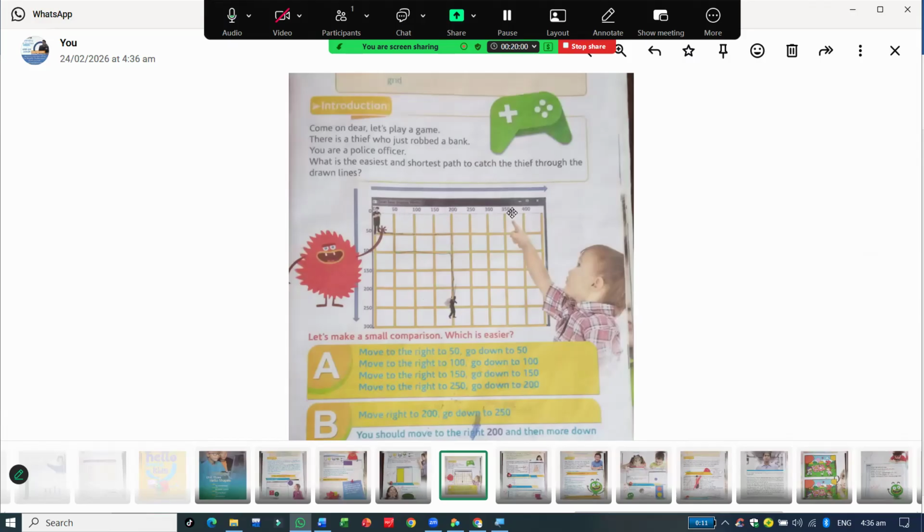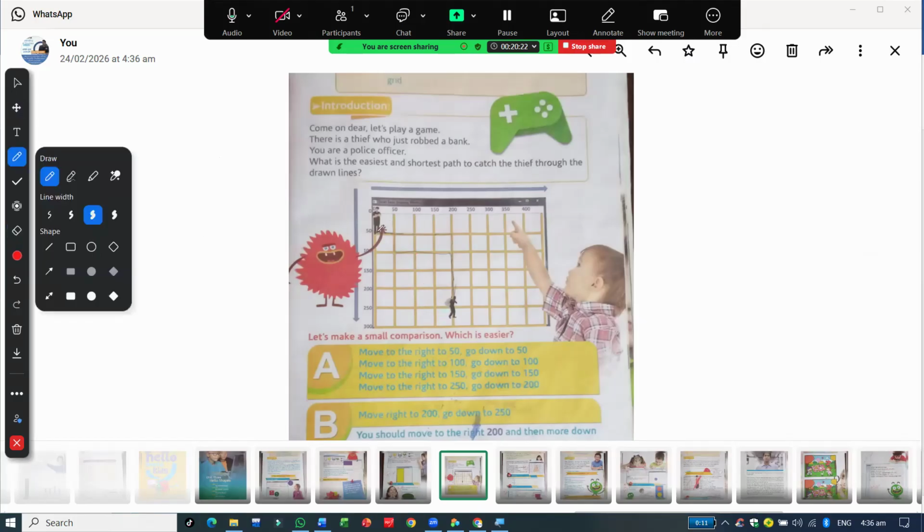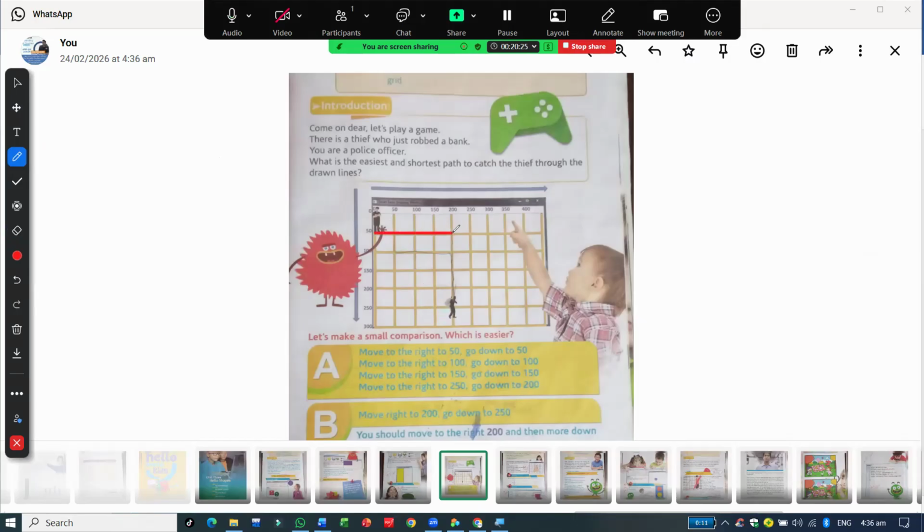Now, if I am moving this shape, here we have some tricks, like you can move like this, like this, like this. But normally we use the smallest and the shortest path. So we will take the right value, the right side. You can see here that if we use that shape, we will catch the thief. So here is the procedure.